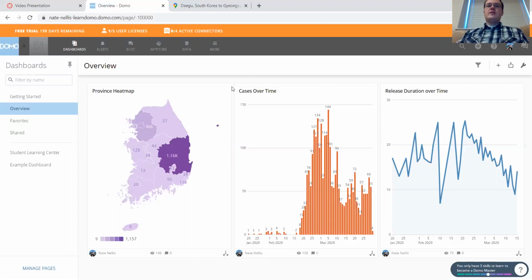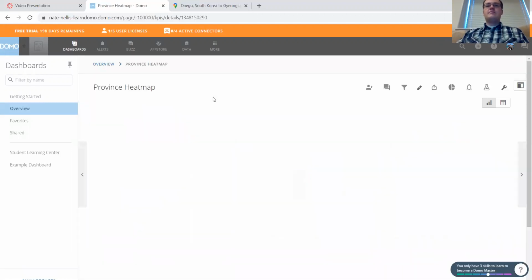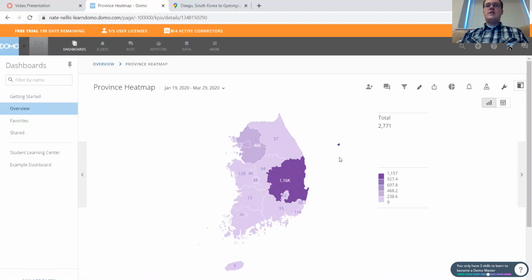The first card that I wanted to look into was a provinces heat map. As you can see, this is South Korea with each province, and the color is darker based on the number of cases. There's a huge standout among these provinces, which is Gyeongsangbuk-do. And please forgive my pronunciation of South Korean names. But this one province accounts for 42% of the cases in this entire data set, which is a lot.